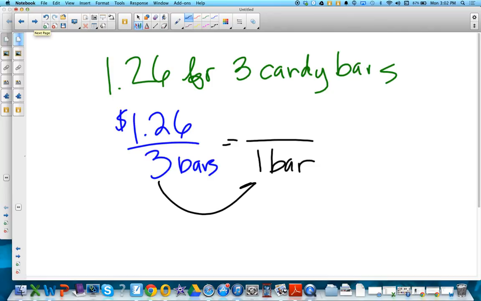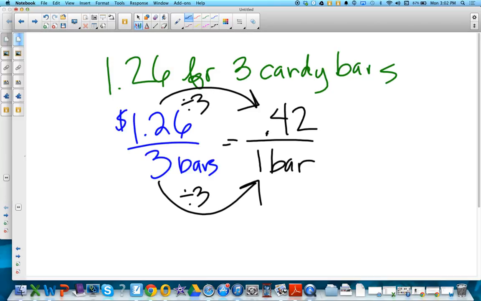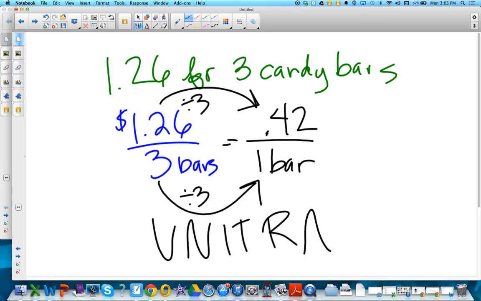So how did I get from 3 to 1? Well, I divided by 3. If you do something to the bottom of a fraction, you need to do something to the top of a fraction. So if we put this in our calculators, it's going to be 42 cents per bar. This is a unit rate.